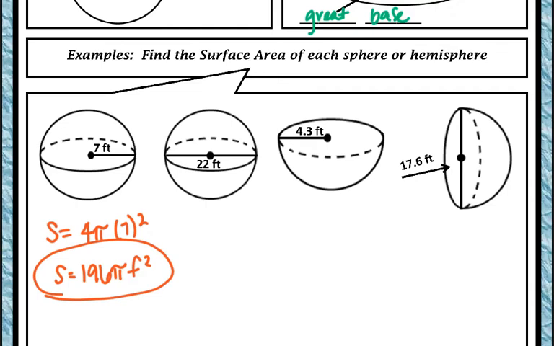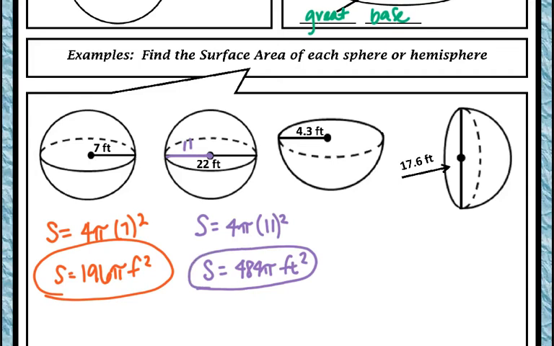For this one, we have a diameter. So our actual radius is only 11 feet. And our surface area is 4 pi times the square of our radius, which is 121 times 4, and that's 484 pi. So you can see these are pretty straightforward because there's only one variable in each formula.